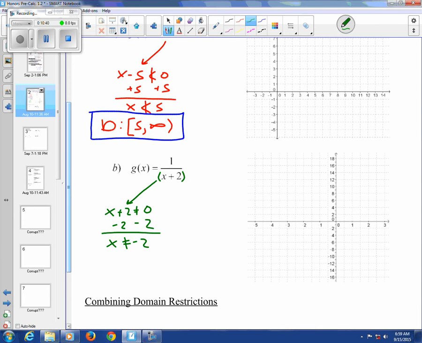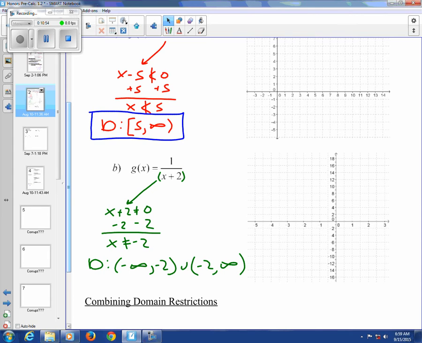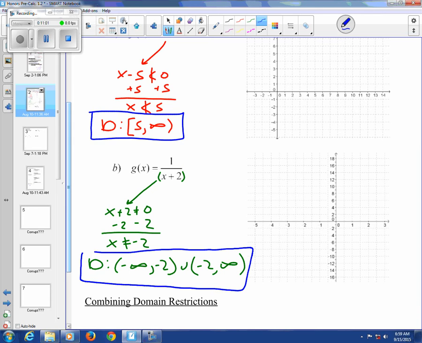So when I extract negative 2 from the number line, saying I can't have that number, I would say my domain would be negative infinity to negative 2 union with negative 2 to positive infinity. And that would be the domain for this function right here. So right here, what we're going to do is give some of these a try.